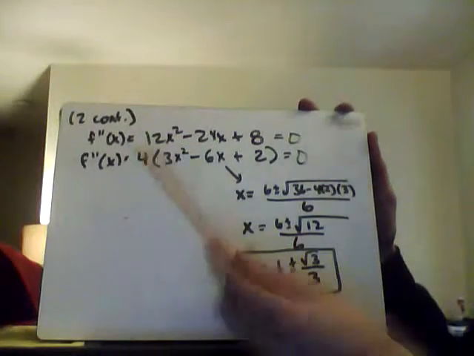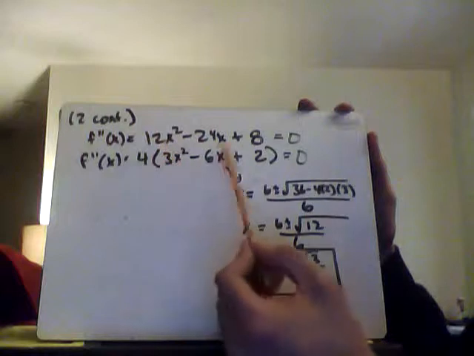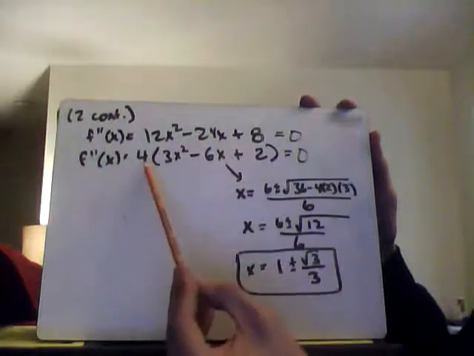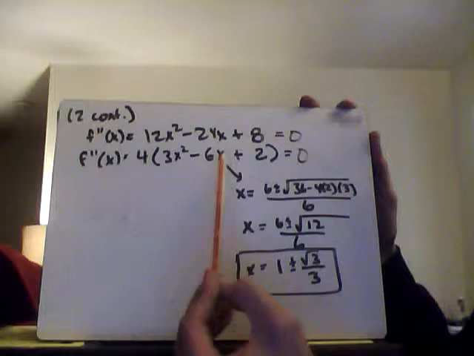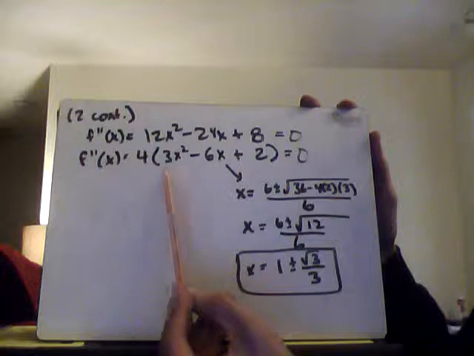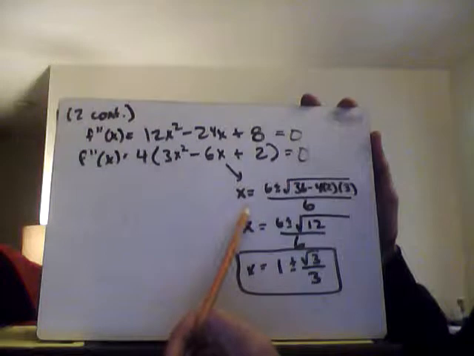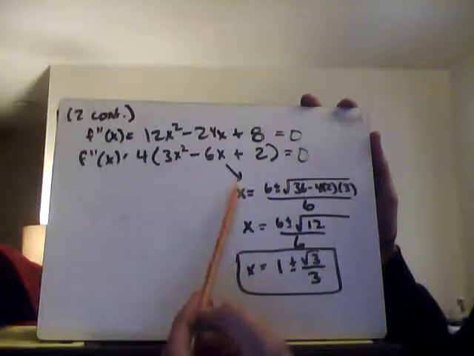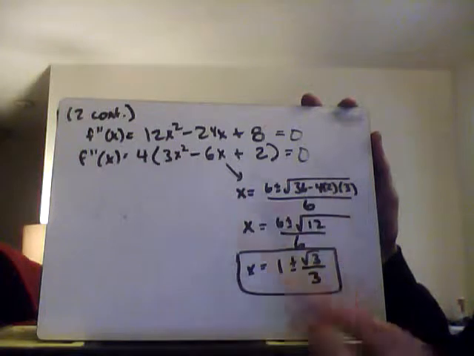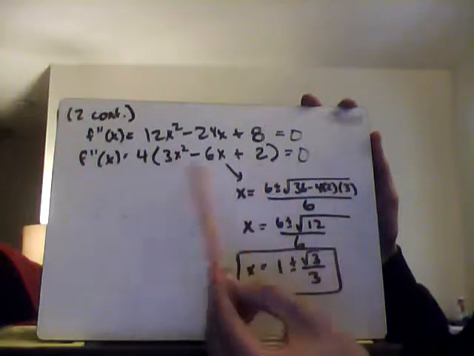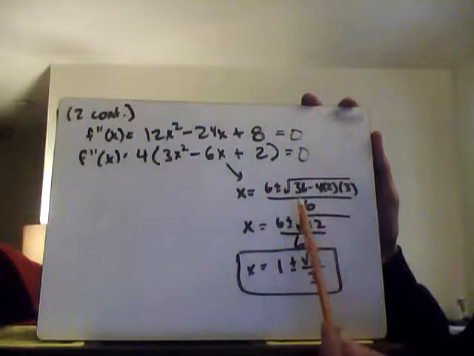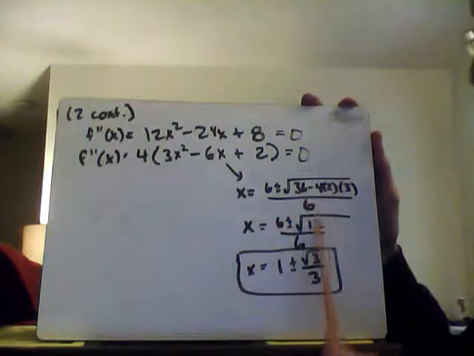F double prime was 12x squared minus 24x plus 8, which we're going to set equal to 0. When we do that, we can factor out a 4 and end up with 3x squared minus 6x plus 2. This does not factor easily. We can always resort, however, to our quadratic formula. When we do that, we end up with x equal to 6 plus or minus the square root of 36 minus 4 times 2 times 3, all over 6. That's negative b plus or minus the square root of b squared minus 4ac, over 2a.